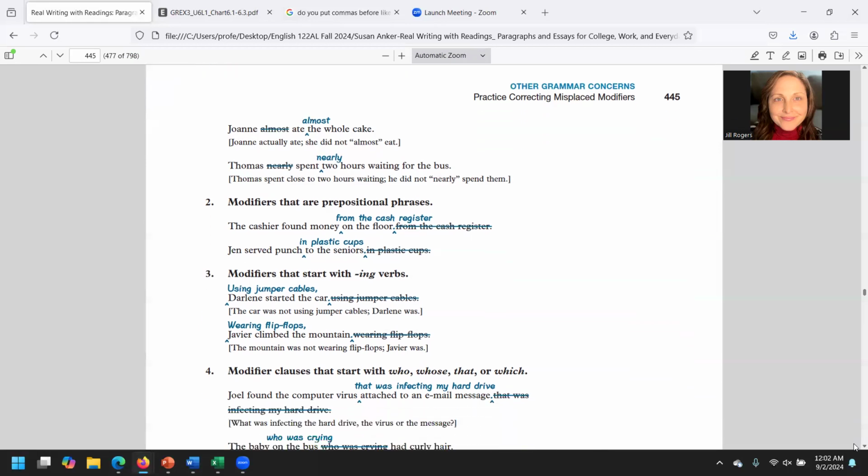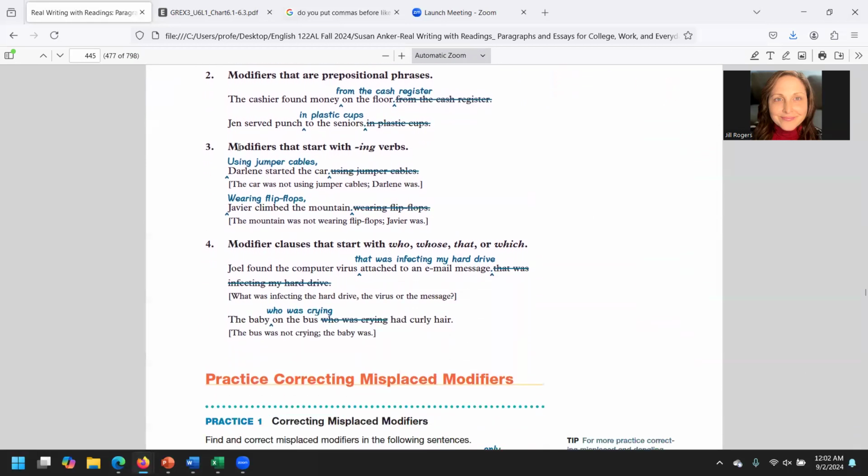Another trouble spot is modifiers that start with gerund or ing verbs. Our original sentence was "Darlene started the car using jumper cables." But the car isn't using jumper cables, Darlene was, right? So move that closer to what's really doing the thing: "Using jumper cables, Darlene started the car."